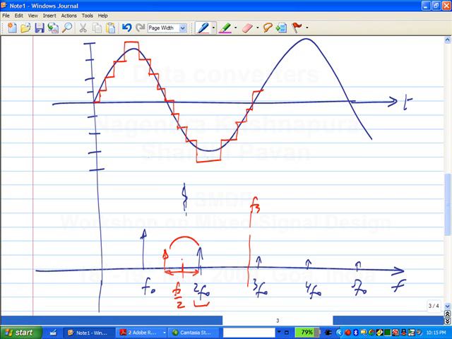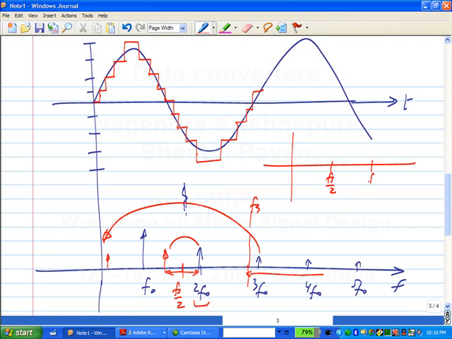Okay. And where will this go? Everything beyond Fs will again appear here, right? This will have gone here. Fs will go to 0. The rule is: everything between Fs by 2 and Fs, you flip it around and plot it backwards, right? That's what happens. Is this okay? So Fs by 2 will remain at Fs by 2. Fs will go to 0. And between Fs and 3Fs by 2, you just plot it like this.